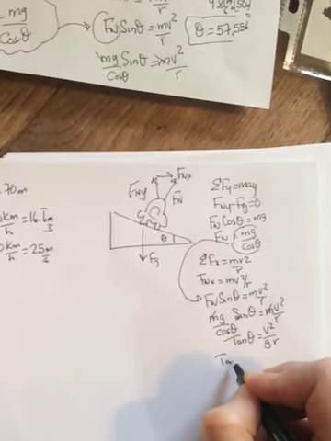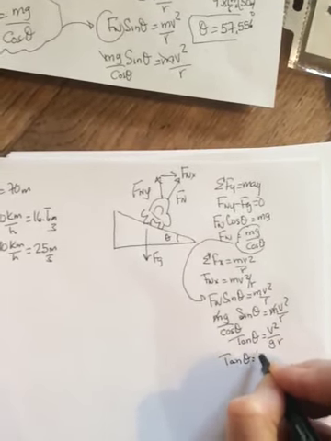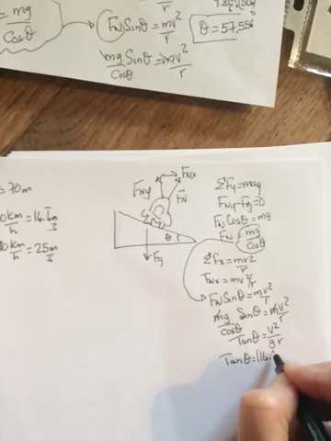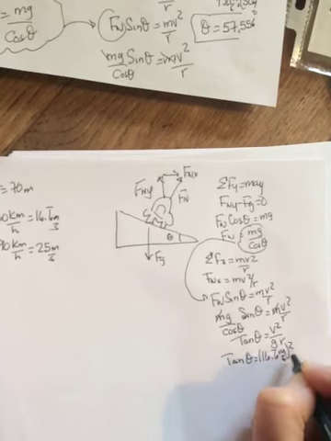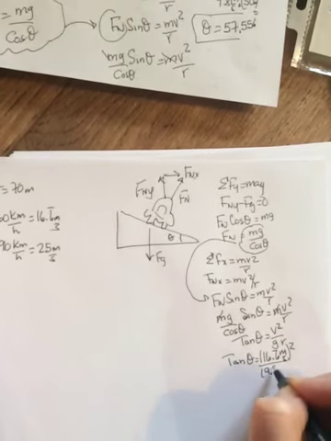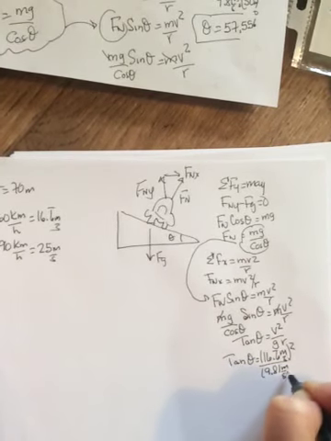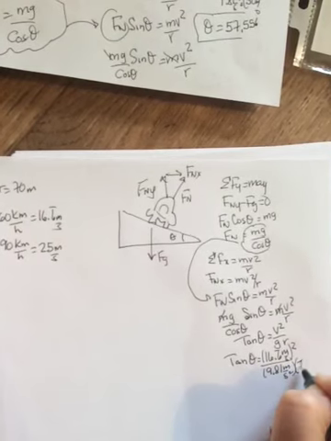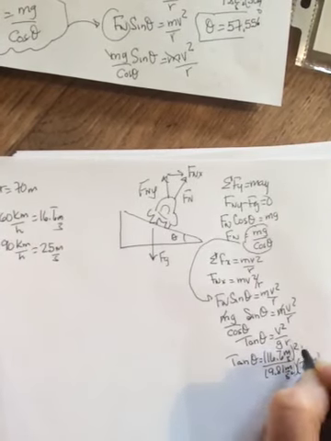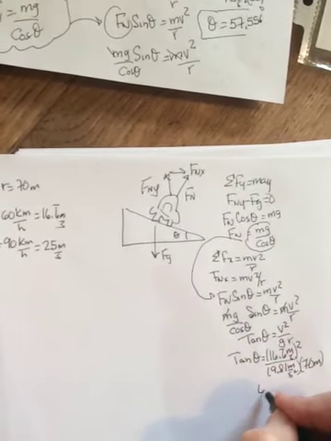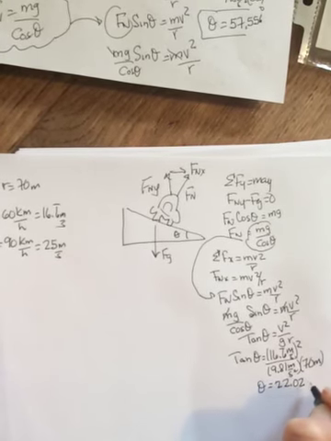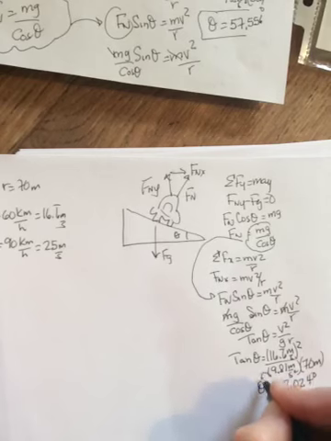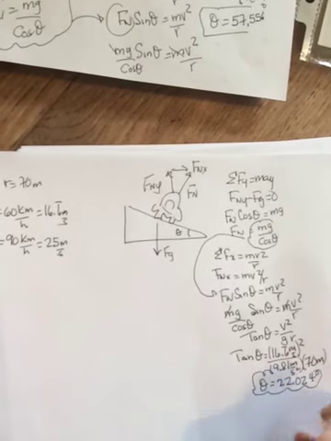So tan theta is equal to 16.6 repeating meters per second squared over 9.81 meters per second squared times 70 meters. Don't forget to square it. Do the inverse tan. 22.024 degrees, so we'll say 22.024.